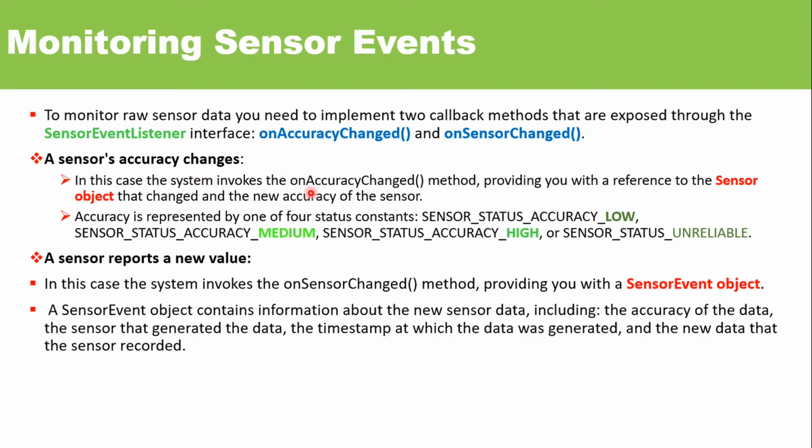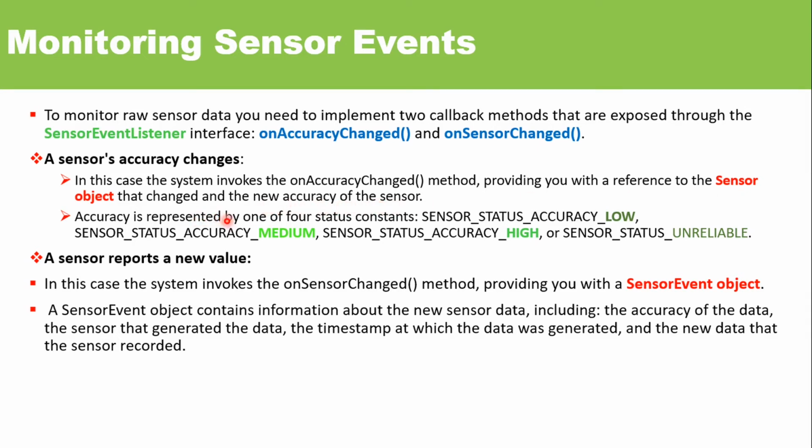So this system invokes the onAccuracyChanged method if a sensor's accuracy is changing, and it provides you with a reference to the sensor object that changed and the new accuracy of the sensor. So if a sensor's accuracy changes, this method is invoked, and it will provide me a reference of the sensor object whose accuracy has changed and the value of the new accuracy for that sensor.